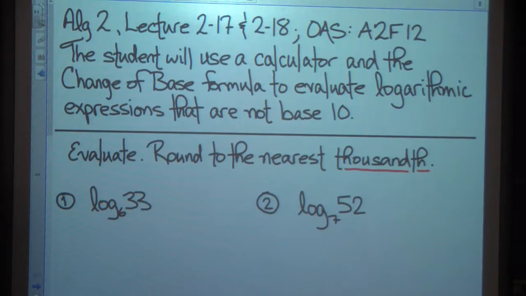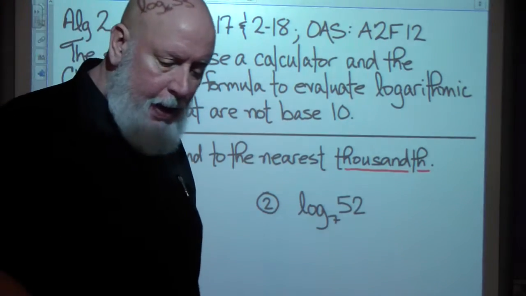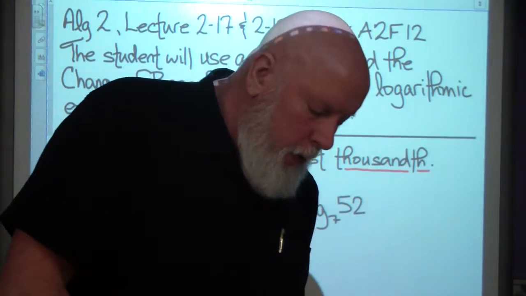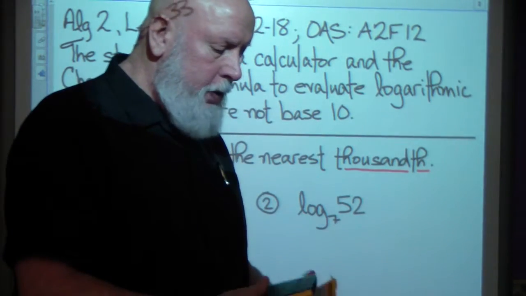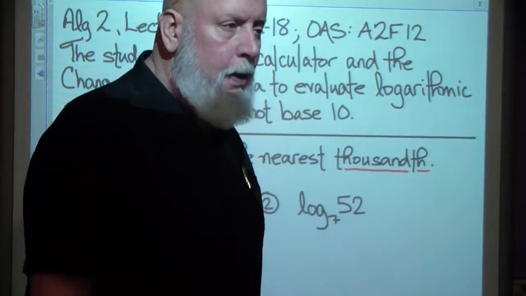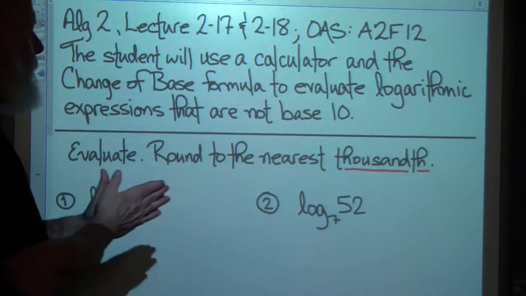Algebra 2, Lecture 217 and 218, OSA 2F12. The student will use a calculator and the change of base formula to evaluate logarithmic expressions that are not in base 10. Our calculator works in base 10 for logarithms. So if we run into a logarithm that isn't in base 10, we can use the change of base formula, make it base 10, and evaluate it with our calculator. I'm going to show you how to do that.